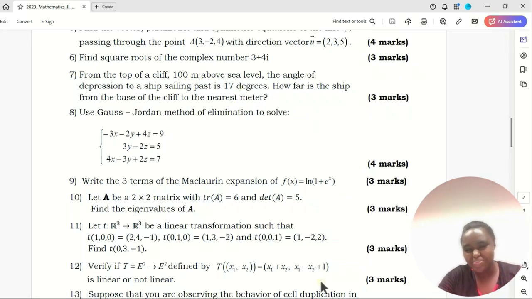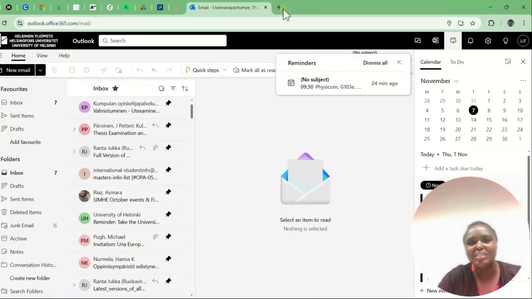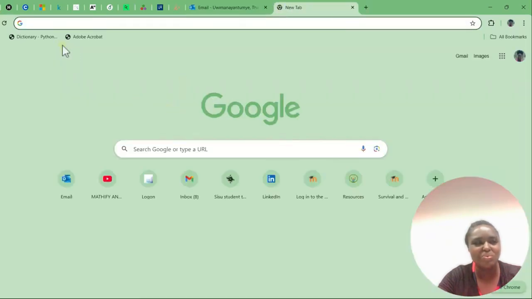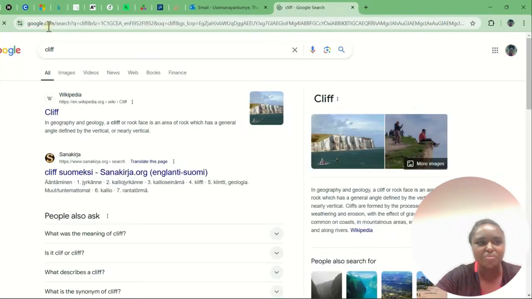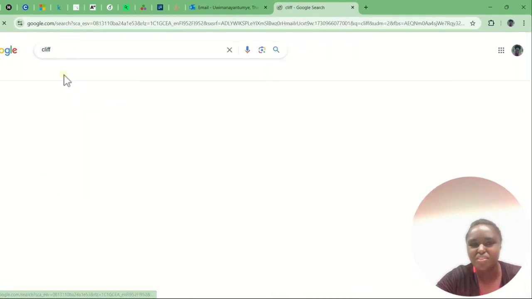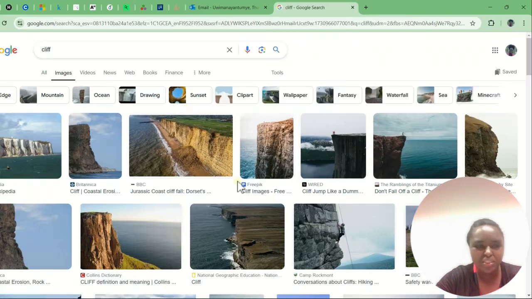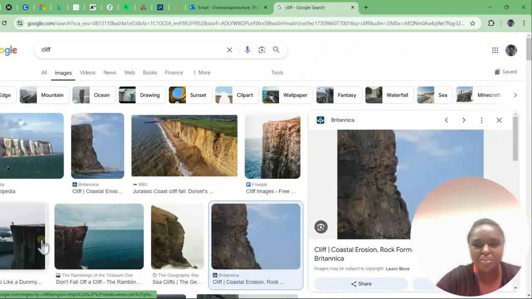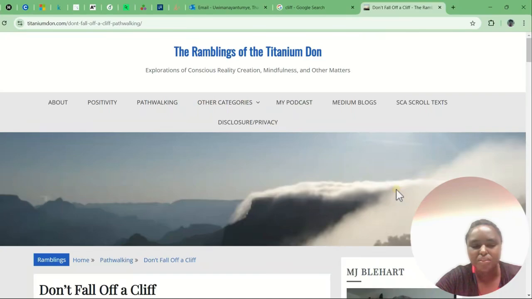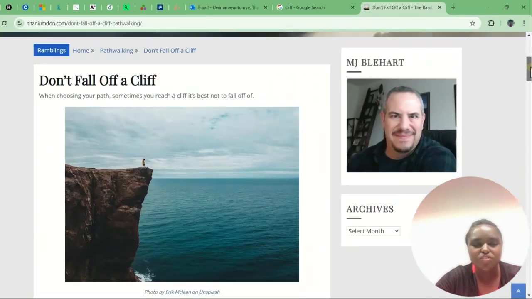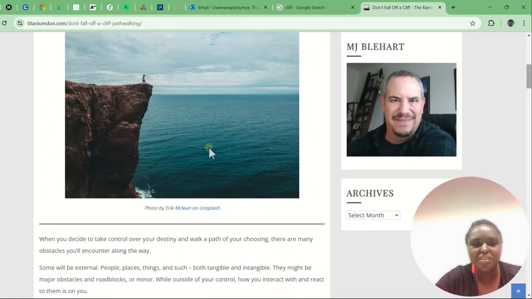A cliff, what is a cliff? Okay, now let me try to show you what a cliff is so that we will be able to understand this question very well. I ask Google: cliff. Let's see some images of cliffs. Let me open this one. Maybe let me take this one, and I make it bigger. I hope you are seeing this image clearly.